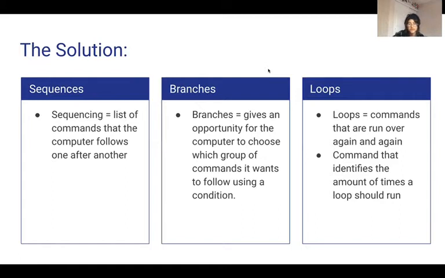Branches give the computer an opportunity to choose which group of commands it wants to follow using a condition. And loops are commands that are run over again and again. In a loop, there is also a command that identifies the number of times a loop should run, like 1 or 2 times, or even infinity.